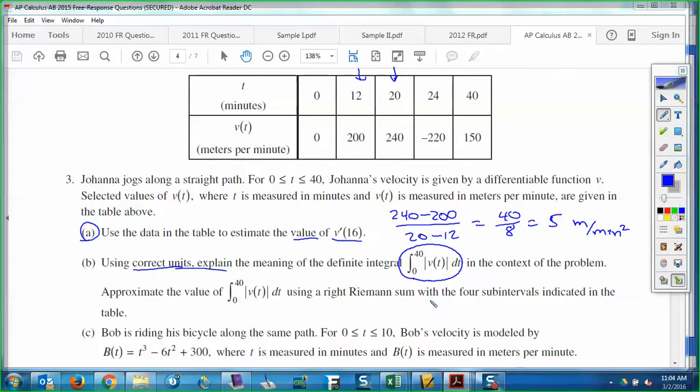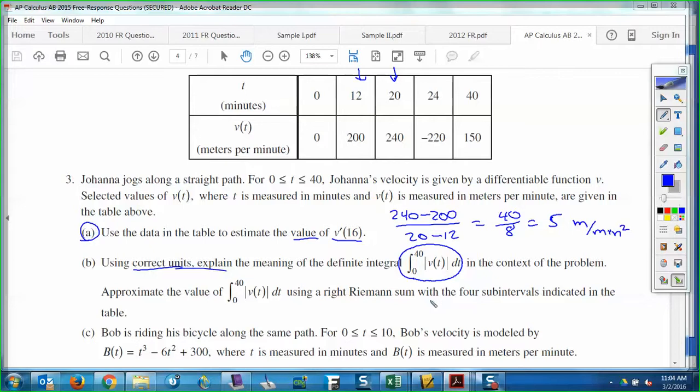No, it's distance. But what distance? There's 2 different distances. There's net distance traveled and there's total distance traveled. You have a 50-50 shot. Think about which one would not include a negative.